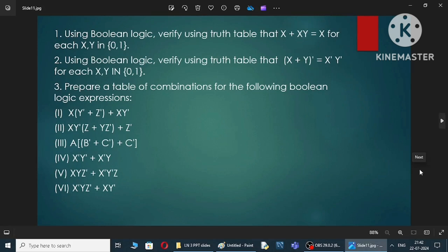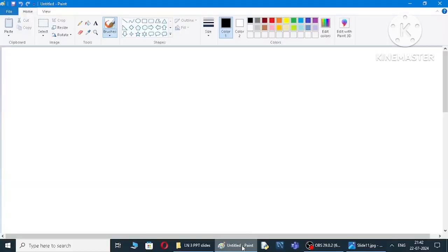Now we'll learn how to write or draw a truth table for a given expression. So you may be given an expression and asked to draw a truth table for that logical expression, or you may need to prove or verify a given expression using a truth table. So these are the two kinds of statements you will need to draw the truth table for. So let us look at this sample question. Using Boolean logic, verify using a truth table that x plus xy equals x. Right? So how to draw the truth table for that? You have to prove x plus xy is equal to x.